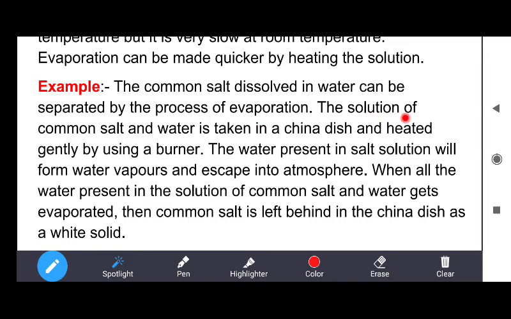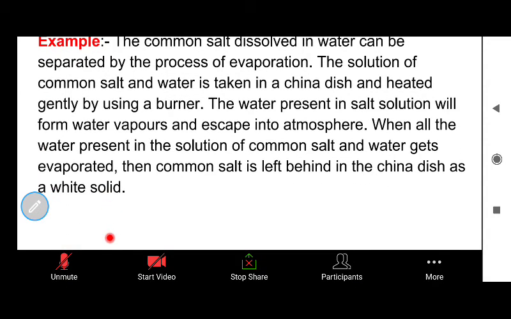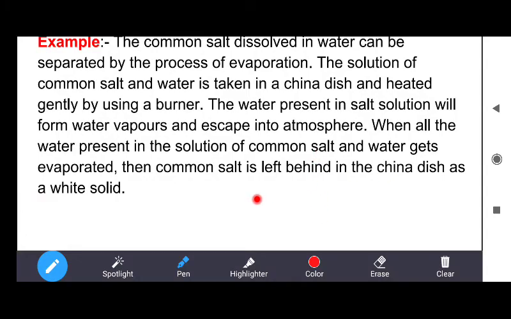The solution of common salt and water is taken in a China dish and heated gently using a burner. Water present in the salt solution will form water vapors and escape into the atmosphere. When all the water has evaporated, common salt is left behind in the China dish as a white solid. This method is called evaporation.